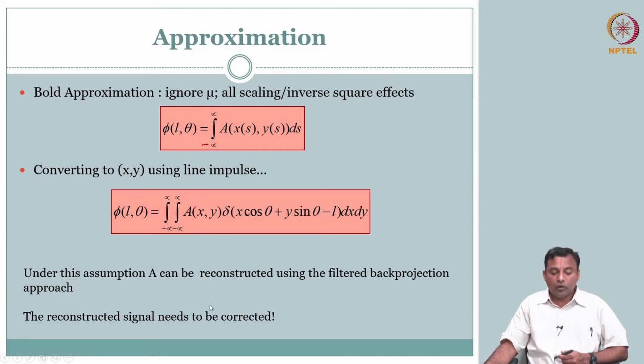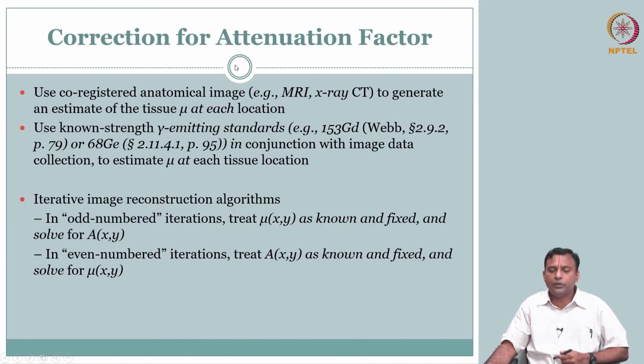Of course, if you say no, I want to correct this because I had a mu, and this is disregarding the mu, can I do any better? Yes, you can do better. There are a few ways you can correct for that. One of the ways is you get a corresponding image from your X-ray, CT or MRI. So you can get an estimate for mu. If you get an estimate for mu, then you can get that roughly for each location, and you can use that information.